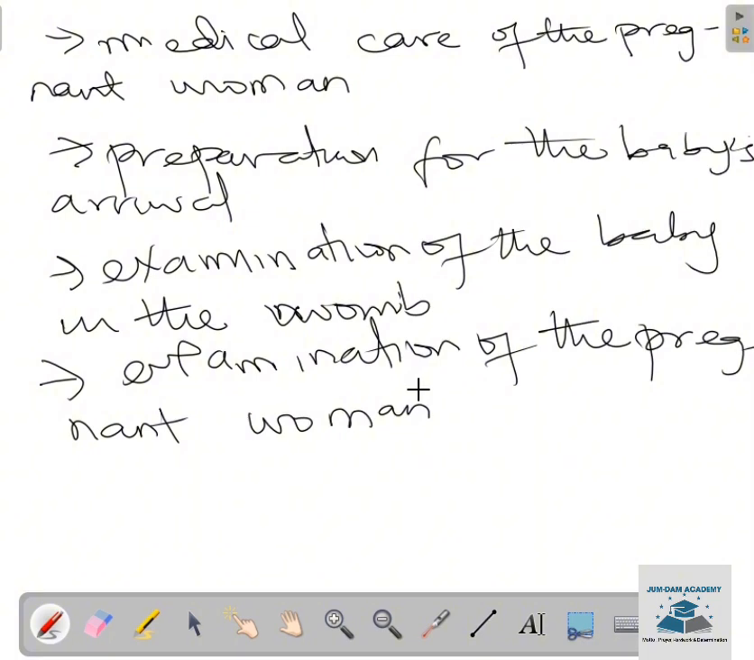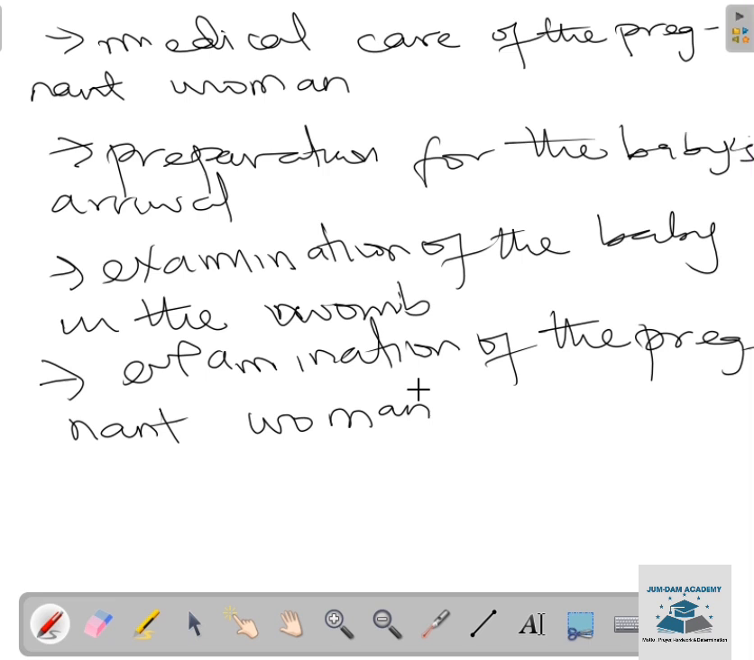So this is to ensure that both the mother and the unborn child are healthy, so that when the date of delivery comes, there won't be any problem with the mother and the child. So as the doctors are examining the baby in the womb, they also have to examine the pregnant woman, so that both can come out hale and healthy from delivery. So this is very important. So that is why we have to always go for antenatal when the mother is pregnant.